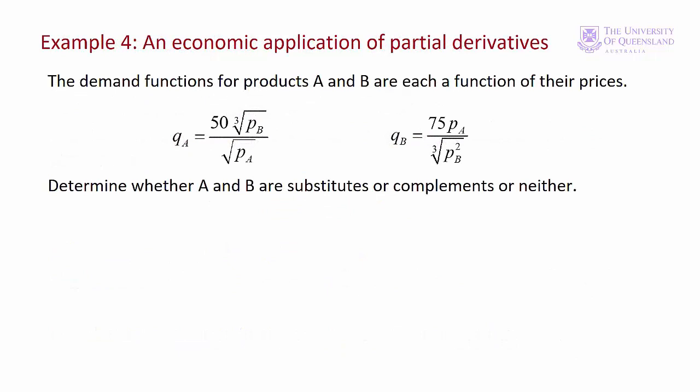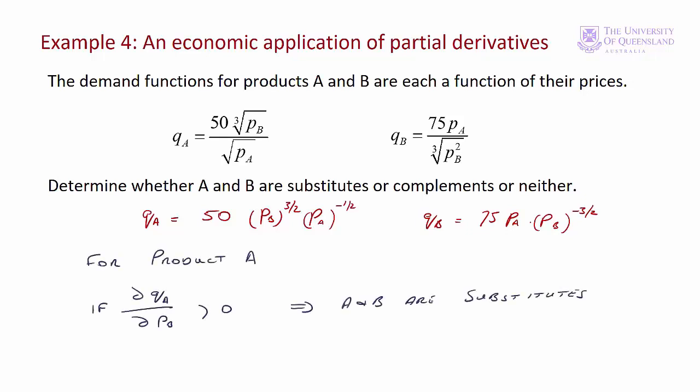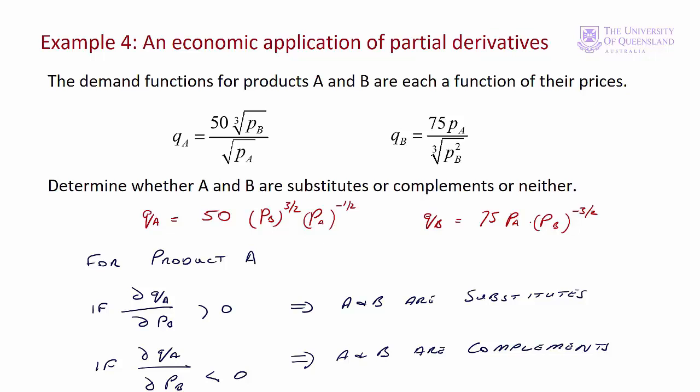First, let's get these functions into a more usable form. To determine whether A and B are substitutes or complements, or neither, we really only need to analyse one demand function. Let's look at the demand for A. What are the conditions? If the first derivative of the quantity of A demanded with respect to the price of B is positive, then A and B are substitutes. If the partial derivative of QA with respect to PB is negative, that implies that A and B are complements. So let's find del QA, del PB.